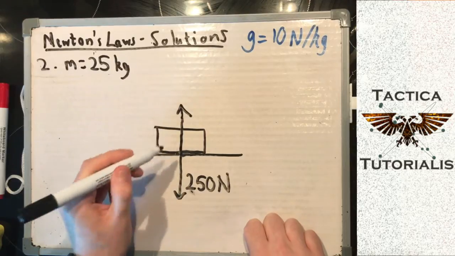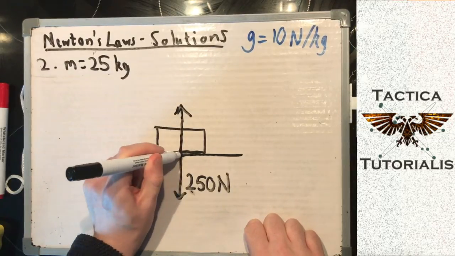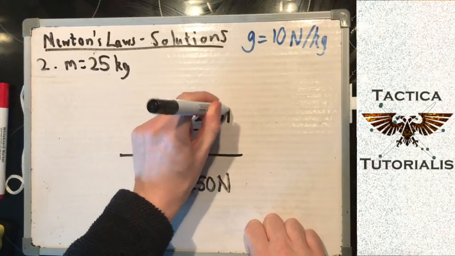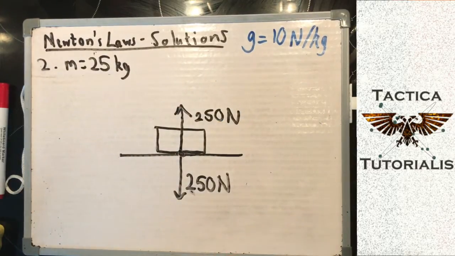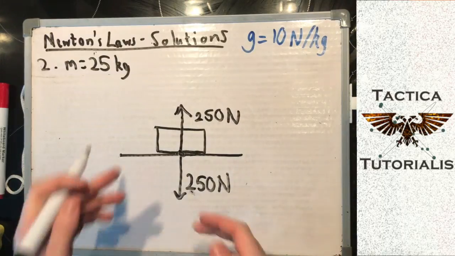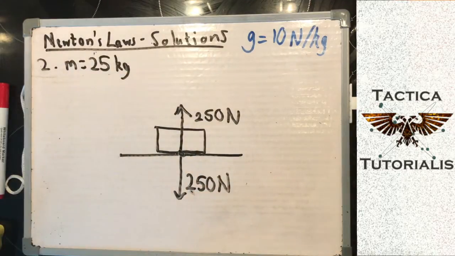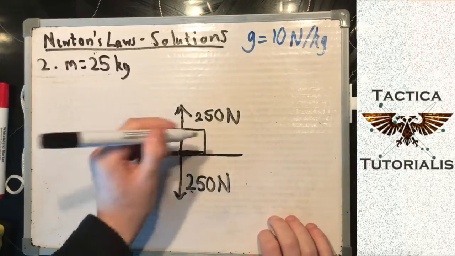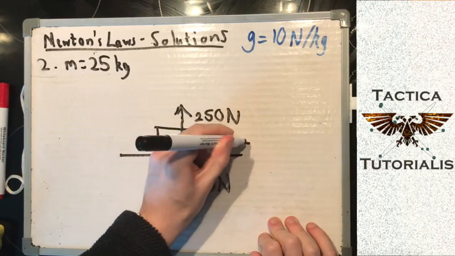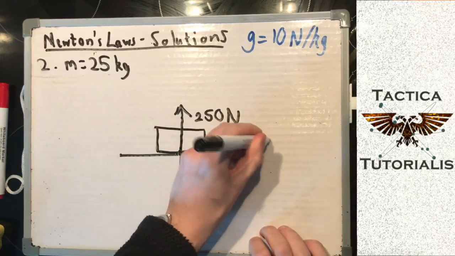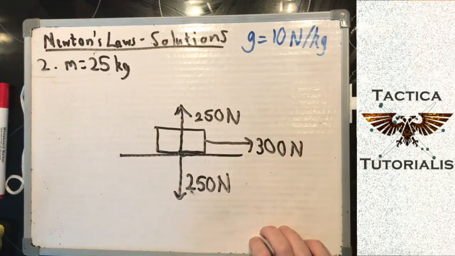And I've tried to make it the same size on both sides, because remember, by Newton's third law, we have an equal and opposite reaction. So they're equal and opposite to each other. Same size, the arrow should be the same length. We're then told we have a push force of 300 newtons to the right. And this arrow should be slightly longer than these two arrows because 300 is bigger than 250.